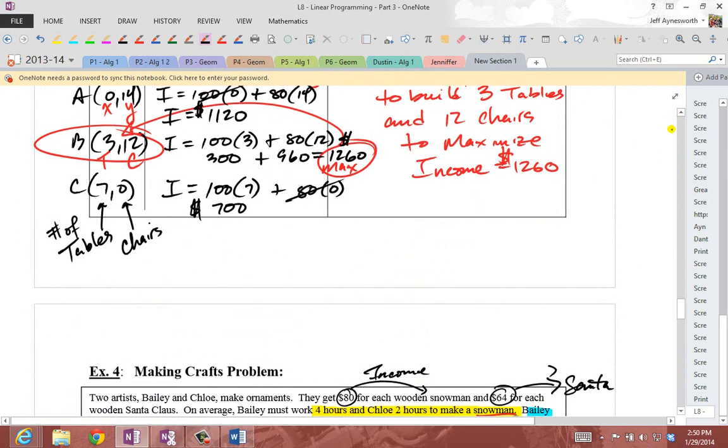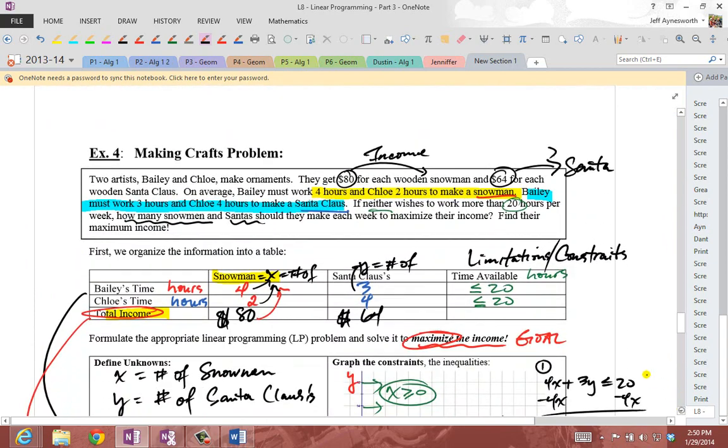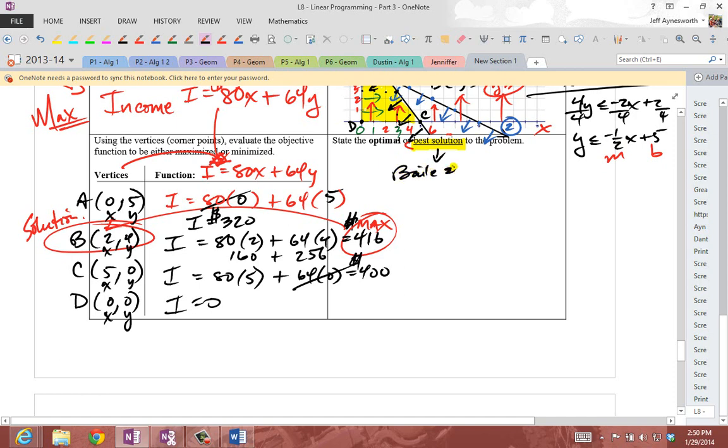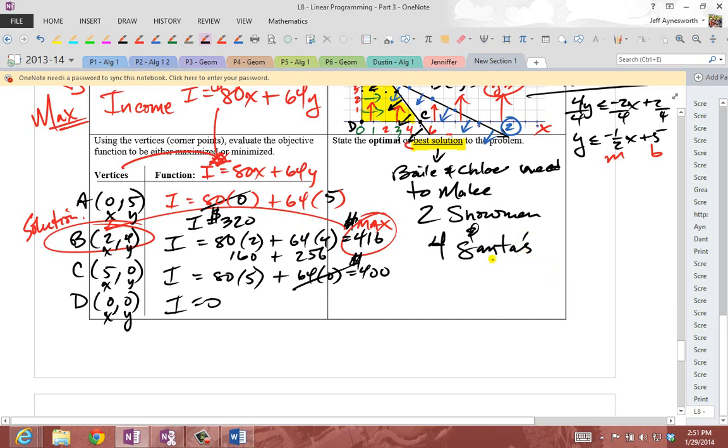So in this case, who are the people here? Okay, so Bailey and Chloe need to make 2 snowmen, and 4 Santa Clauses, 4 Santas, to maximize the income, which in this case is $416.